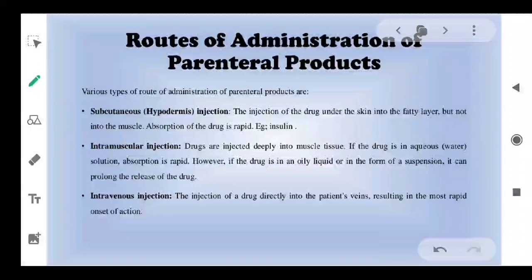Parenteral products are administered by several routes based on different criteria, including the onset of action, the bioavailability, and the delayed release pattern. The most commonly used routes of administration are subcutaneous injection, intramuscular injection, and intravenous injection. The subcutaneous route is given under the skin at a 45-degree angle, the intramuscular route is given into the muscle at a 90-degree angle, and the intravenous route is given through the vein. So these are the common routes of administration.